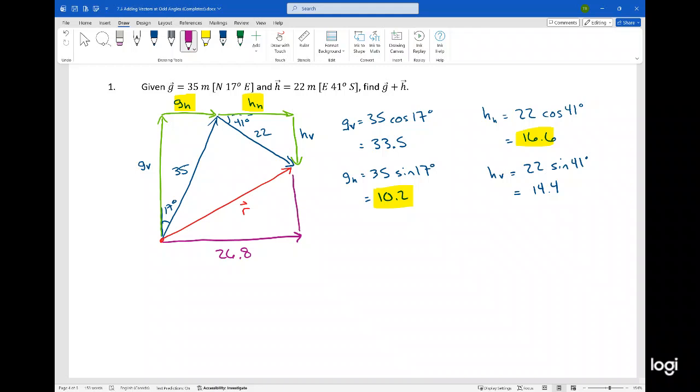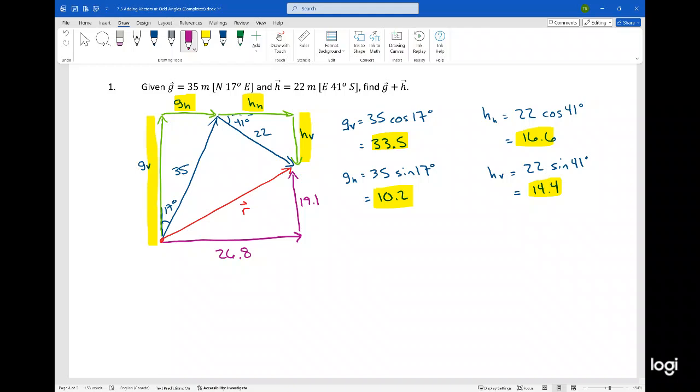And then my total vertical piece is going to be this part right here, GV minus HV, because GV is going north and HV is going south. So that's going to give me 33.5 minus 14.4. And that gives me 19.1. So my overall here is 19.1 north.